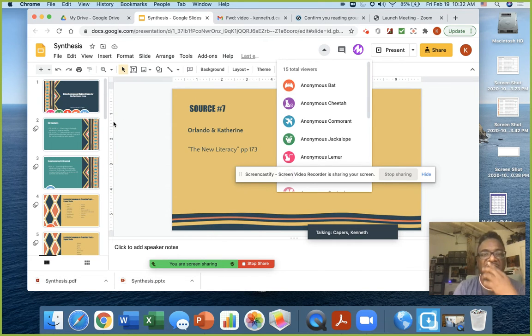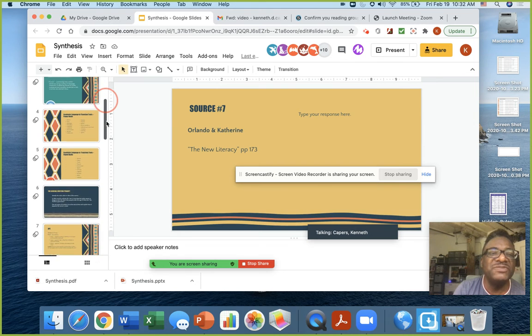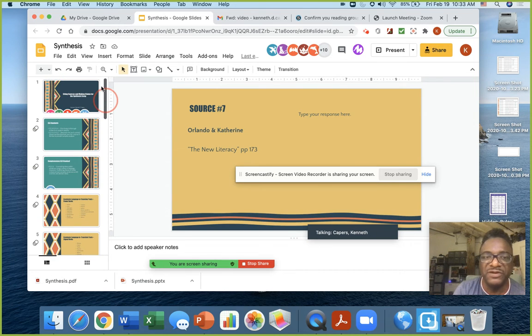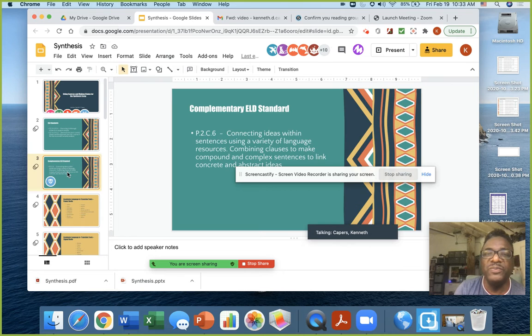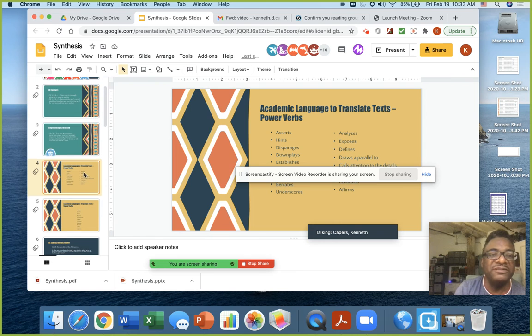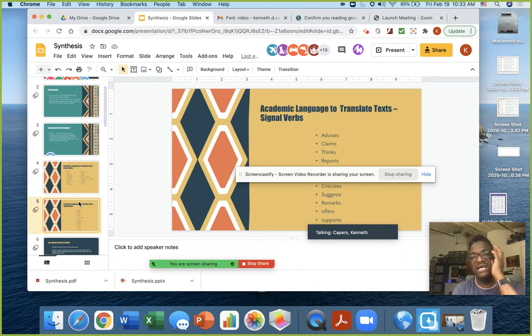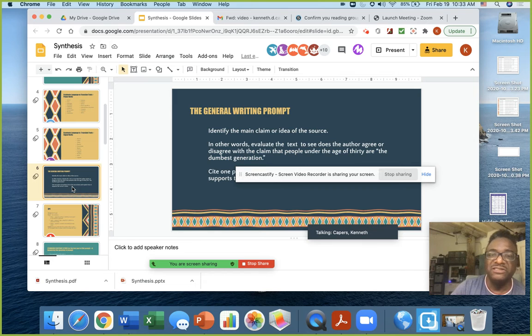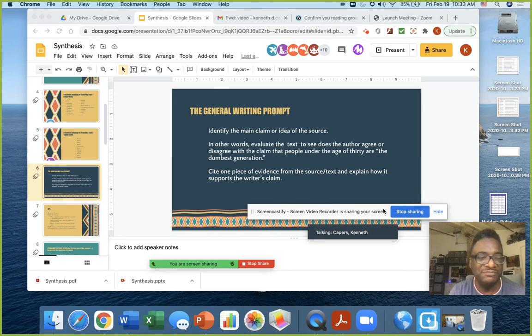I'm going to keep the document this size. Here's what I'm expecting you to do. Everybody see me moving the document around in the share? Yeah. So I literally expect you to do this. Go back to, here's the power verbs, right? Here's the signal verbs. Now, I don't want you to try to copy anything from this. Write down a few that you think you might want to use. Everybody go and look at the writing prompt. Know that you've got to identify the main claim or idea of the source, and then cite a piece of evidence from the source. Okay?